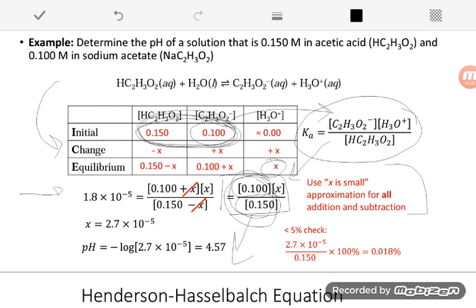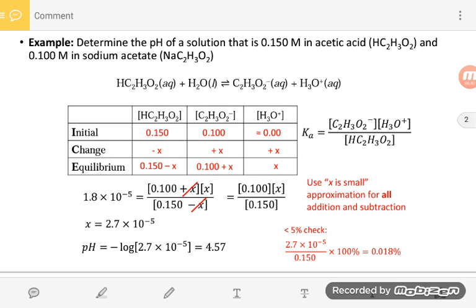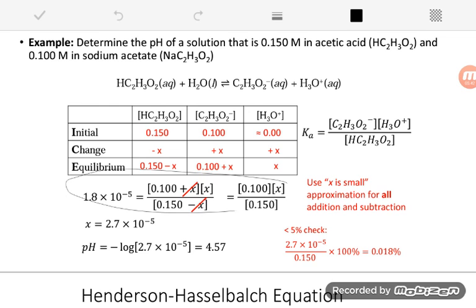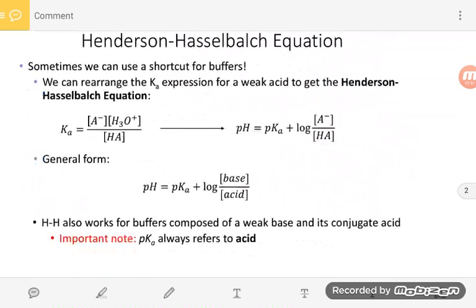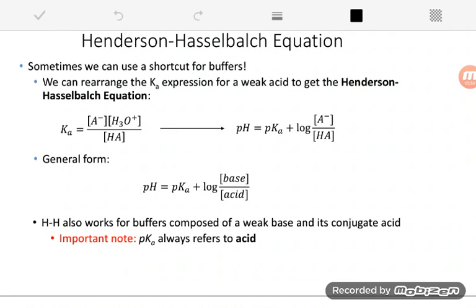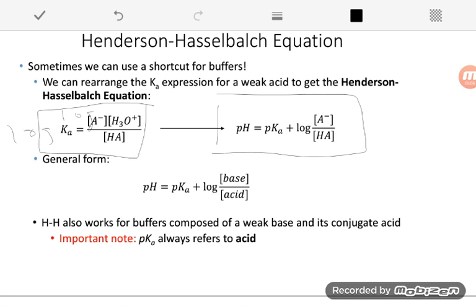But then someone decided they wanted to be even lazier. Rather than solving for x from here, and then having to take the negative log of it to get to the pH, why not just rearrange this expression so it directly gives me the pH? And this is what we call the Henderson-Hasselbalch equation. So if we take this expression for Ka, we can rearrange it. So basically people took the log of both sides and then did some clever rearrangement to get this equation right here. So these equations are the same thing.